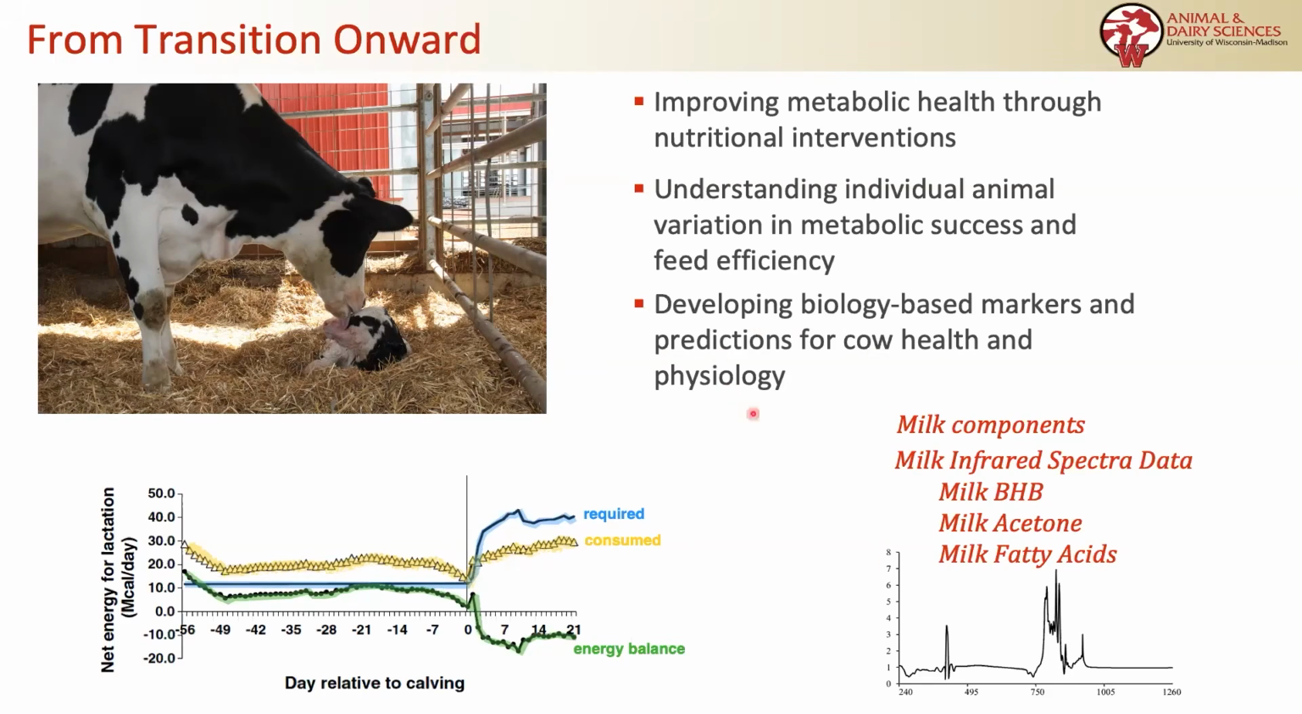And so another area of which I work in, and the one I'll be focusing on today, is developing these biologically based markers and predictions for cow health and physiology. These are specifically valuable in terms of metabolic health, because if we can predict or detect a metabolic health event before it occurs, then it puts us in a better position to intervene on farm and to have a successful intervention that improves animal health and productivity.